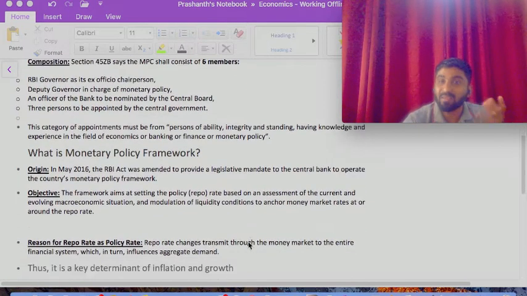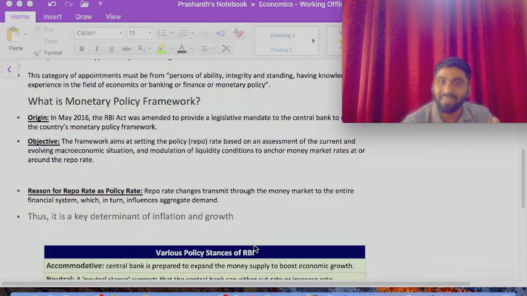Okay, and another thing is, why have we picked the repo rate as the policy rate? Because as I said in the example, once the repo rate is changed, that transmits through the money market, it runs through the entire financial system, and in turn it influences the aggregate demand within the economy. So that is why the repo rate has been chosen as the policy rate. You will have to understand this very, very clearly. If you do not understand, please revisit this video. This is a very, very important topic which I am trying to help you understand. This factor is very important in determining the inflation as well as the growth within the economy.